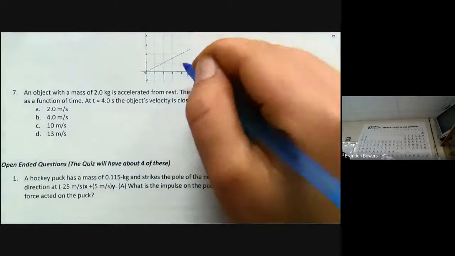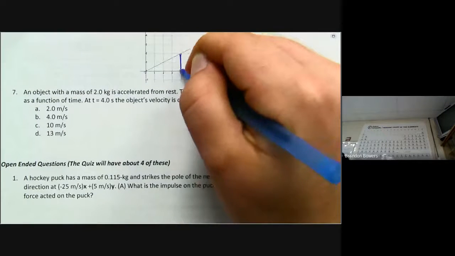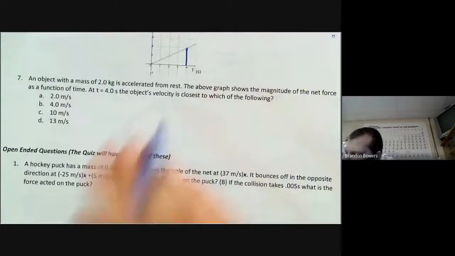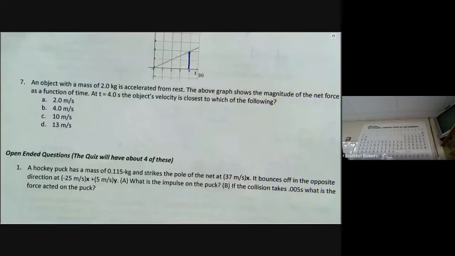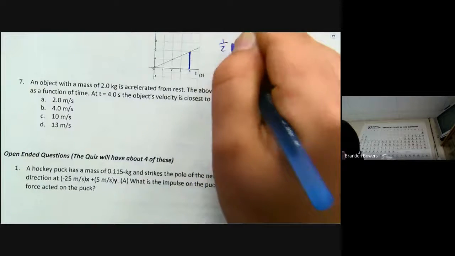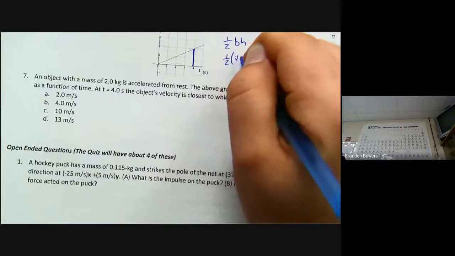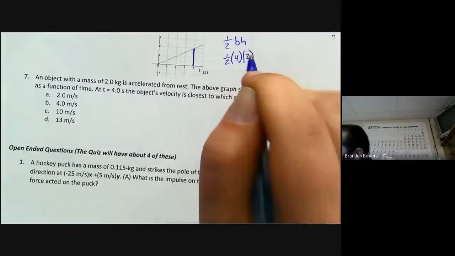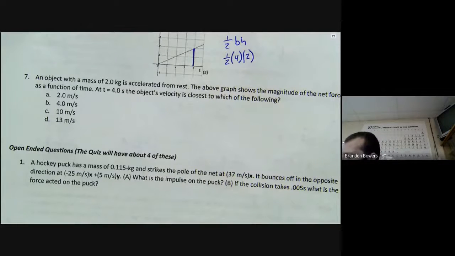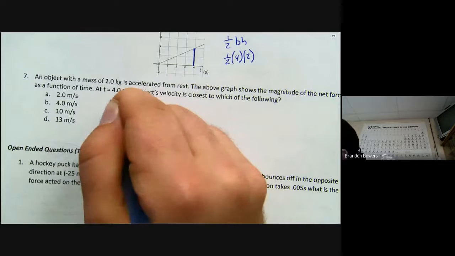Okay, so at 4 seconds, how can I find that area? One half base times height. Okay, so 1/2. The base is 4. The height is 2. So what's my impulse? It's 4. Very good. So my impulse is 4.